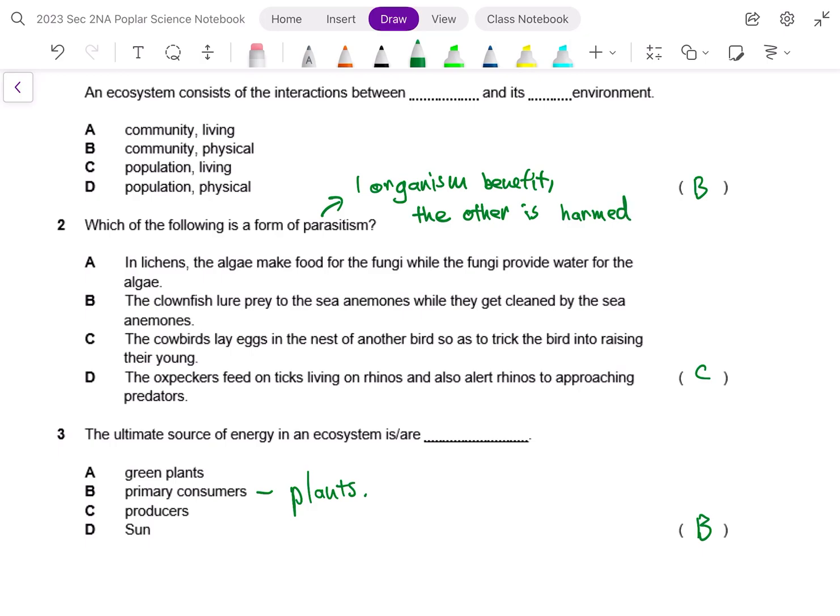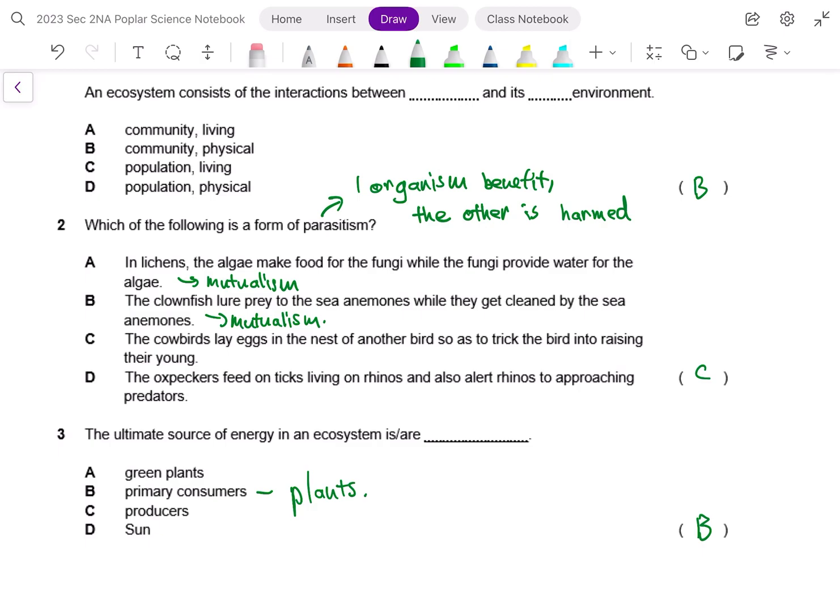Okay, so harm for an option, so it leaches your algae, makes food for the fungi while the fungi provides water for the algae. So this kind is mutualism, okay, both benefit, algae benefit, fungi benefit. Okay, the clownfish lures your prey to the sea animals while they get cleaned by the sea animals. So again, this one is also mutualism. Okay, both the clownfish and sea animal benefit.